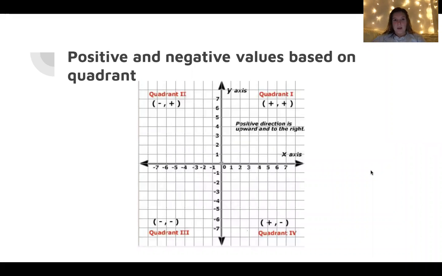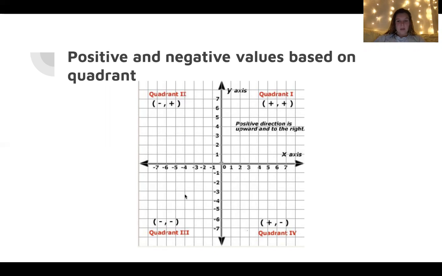So here's, like I said, there are four quadrants, and it goes in the negative and positive direction. So each quadrant will have different positive and negative values. So the first quadrant, quadrant 1, all of the values for x and y, so the first and second value, will be positive. Then you move to the left, quadrant 2, you can see that the x value is now in the negative direction because horizontally you're moving negative, but the y value will still be positive because you can only go up in quadrant 2.